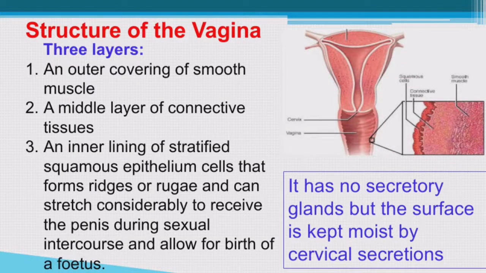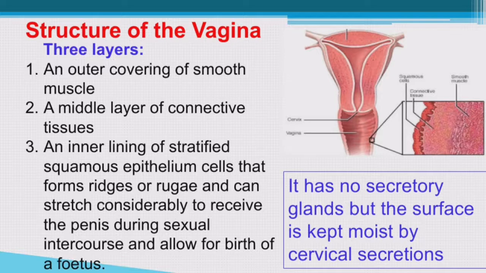Structure of the vagina. It has 3 layers. 1. An outer covering of smooth muscle. 2. A middle layer of connective tissues. 3. An inner lining of stratified squamous epithelium cells that forms ridges or rugae and can stretch considerably to receive the penis during sexual intercourse and allow for birth of a fetus.